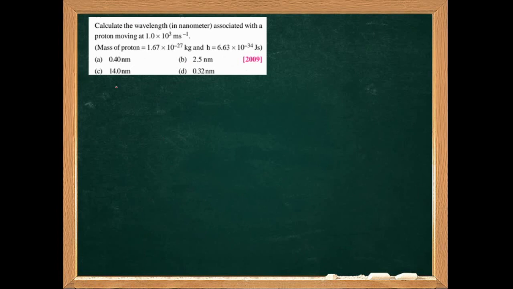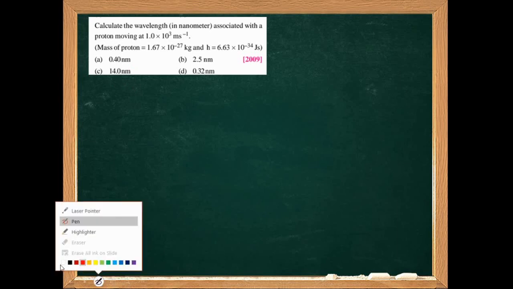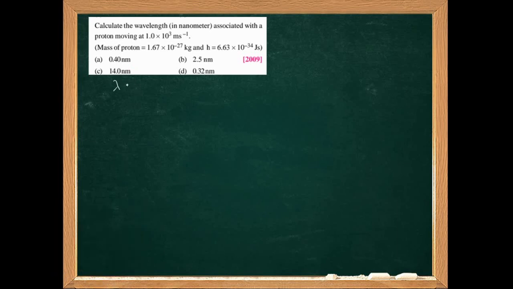Next, calculate the wavelength in nanometer associated with a proton moving at this speed. The other information is given. Now, what equation do we require for this? So the equation is lambda is equal to h upon mv. This is the equation from the dual behavior of matter. The wavelength is asked and we are given the velocity. The other terms are also given, so we just have to do substitution.